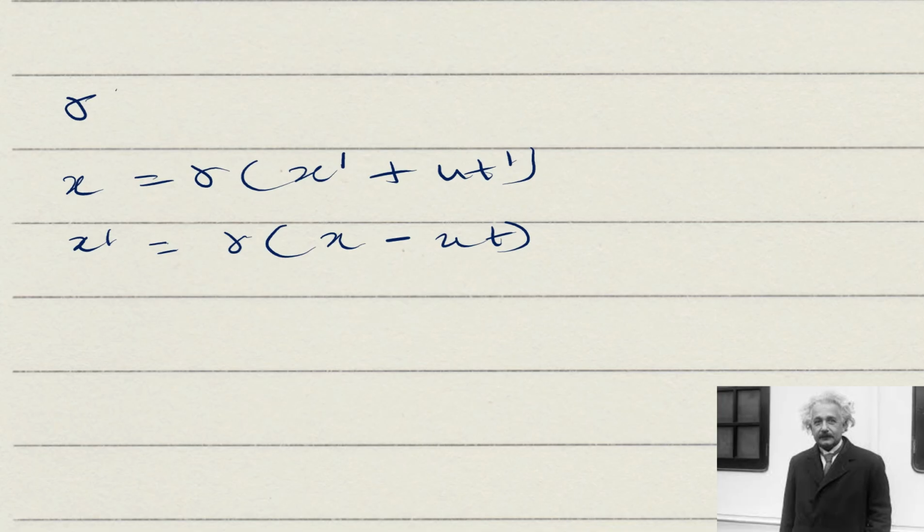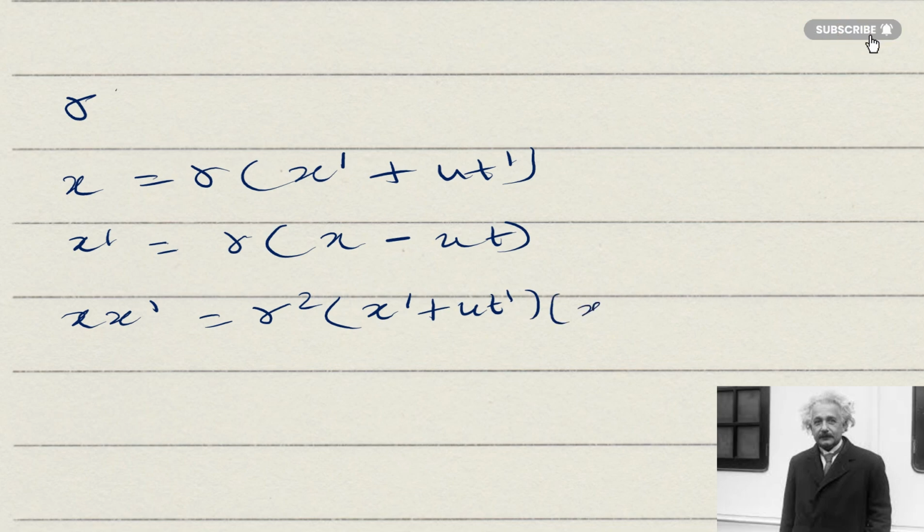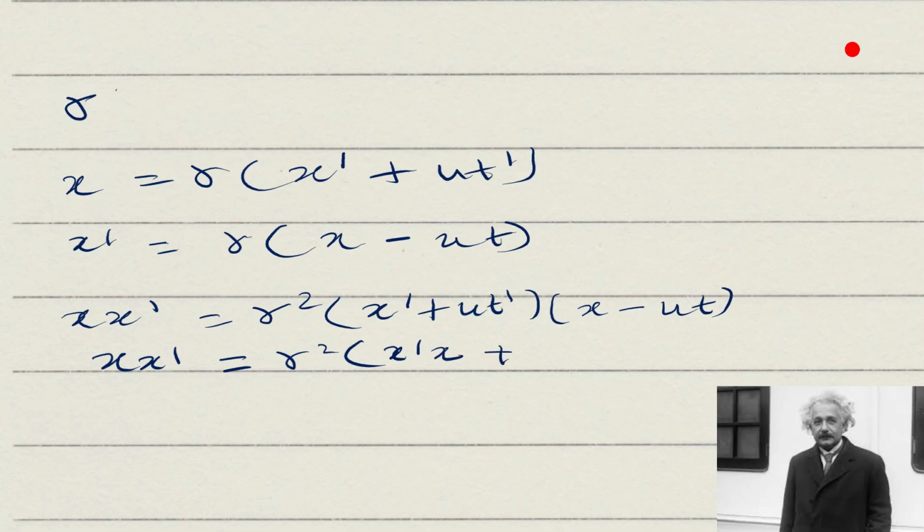Well, we can take these two equations and multiply the left-hand side and multiply the right-hand side. And so we get that x times x prime equals gamma squared times (x prime plus ut prime) times (x minus ut). And that becomes x x prime equals gamma squared into (x prime x plus ut prime x minus x prime ut minus u squared t prime t).